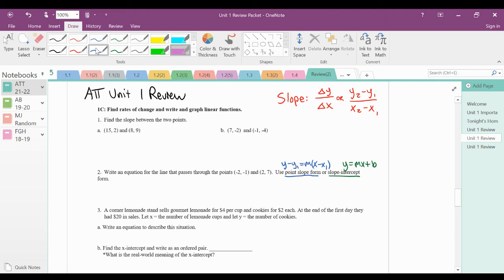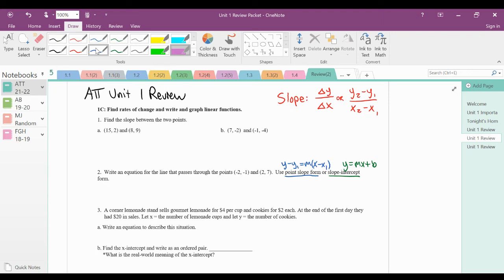All right, ATT, this is Mr. Johnson working on part 1C of our Unit 1 review packet. Starts off with slope. I have some formulas there for slope as well as some formulas for point slope and the slope-intercept form, just written off to the side to help us out.